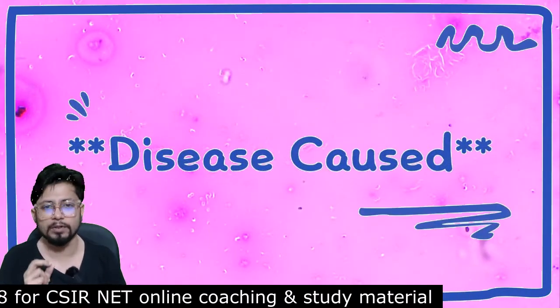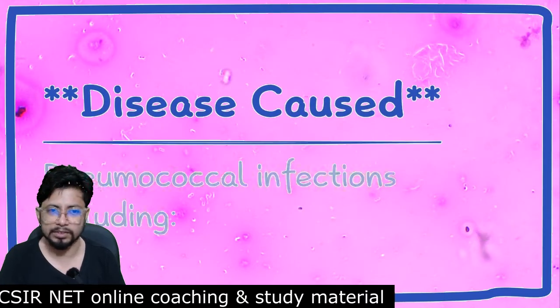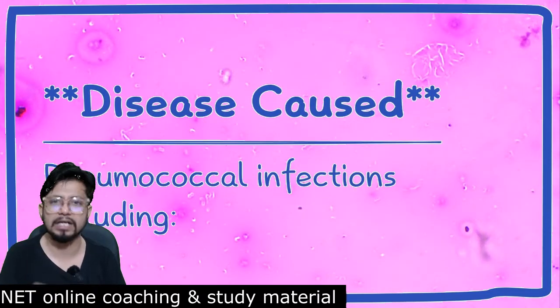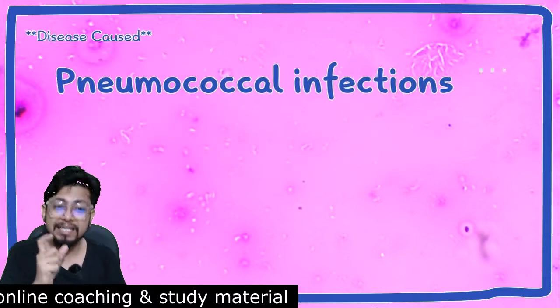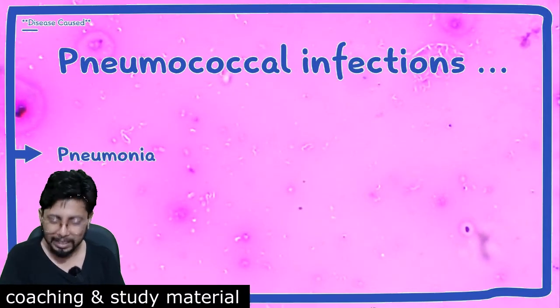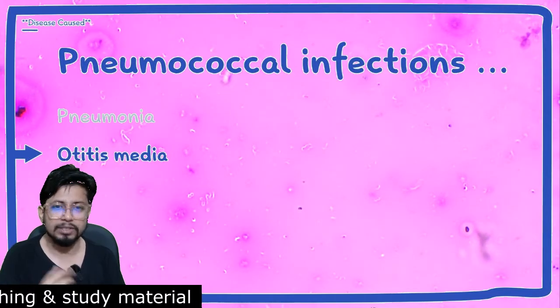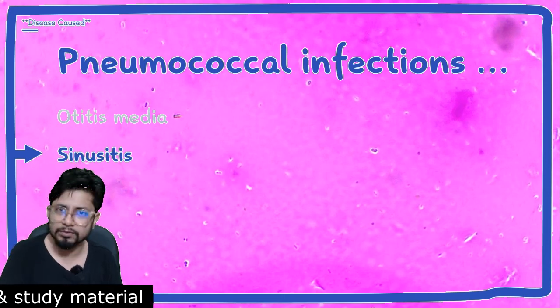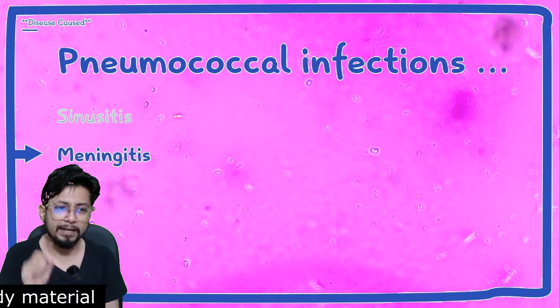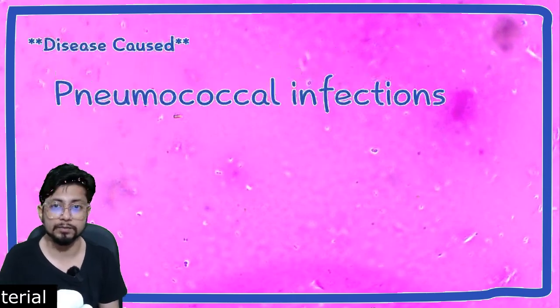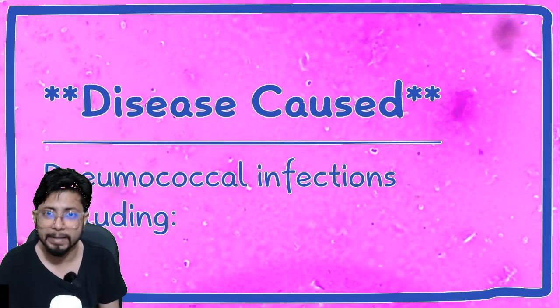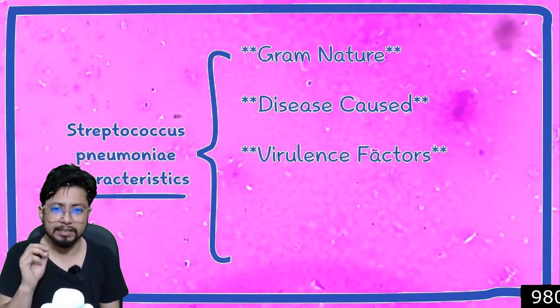The second important point is the disease caused by Streptococcus pneumoniae, and it is pneumococcal infections, including pneumonia primarily. Otitis media can also be caused, sinusitis can also be caused, and meningitis can also be caused by Streptococcus pneumoniae bacteria. The next one is the virulence factor.